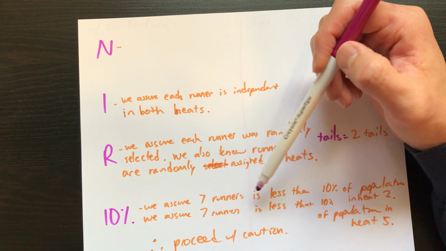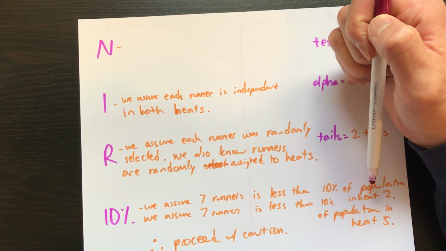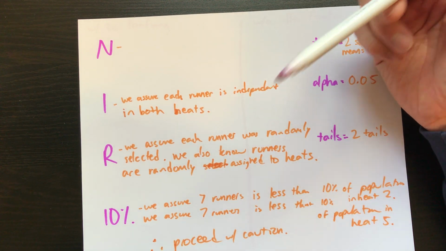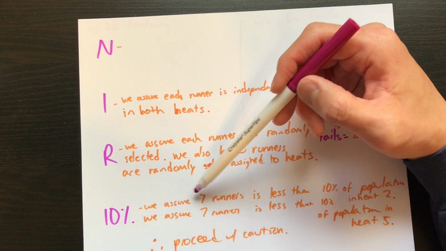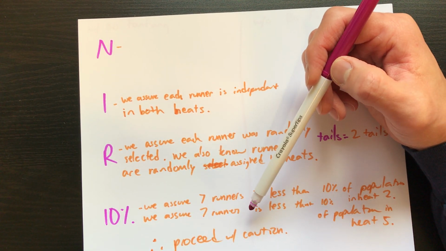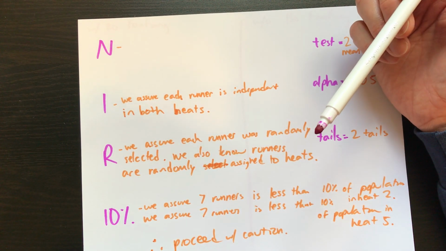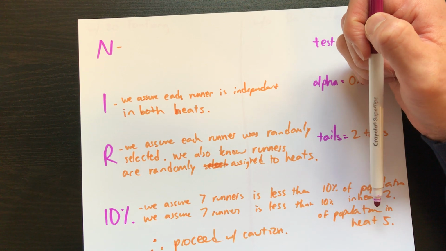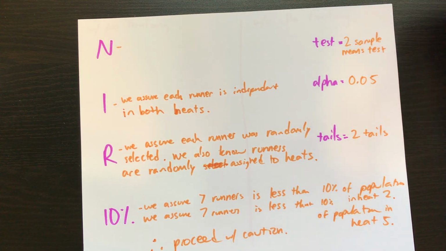We assume that 7 runners is less than 10% of the population in heat 2. We want to know what our population was. We assume that there are more than 70 runners that could have qualified. From around the world, there must be more than 70. We assume that 7 runners is less than 10% of the population in heat 5. We're going to proceed with caution.